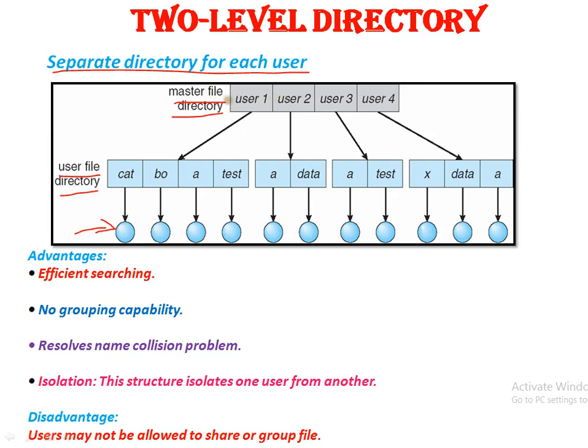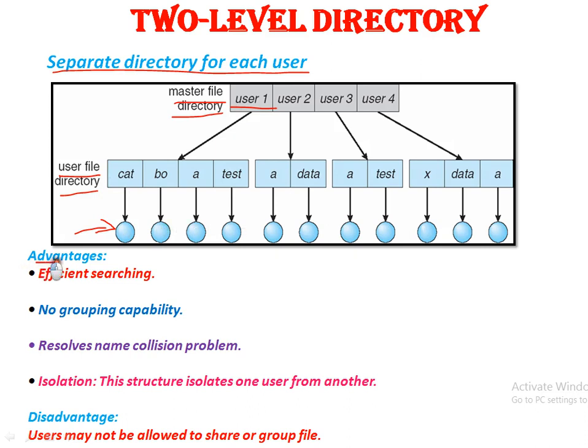Say suppose I take user 1. Under user 1 I have 4 user file directories: cat, bo, a, test. All these directories belong to user 1. Under this user 1, for each and every person I have one file.